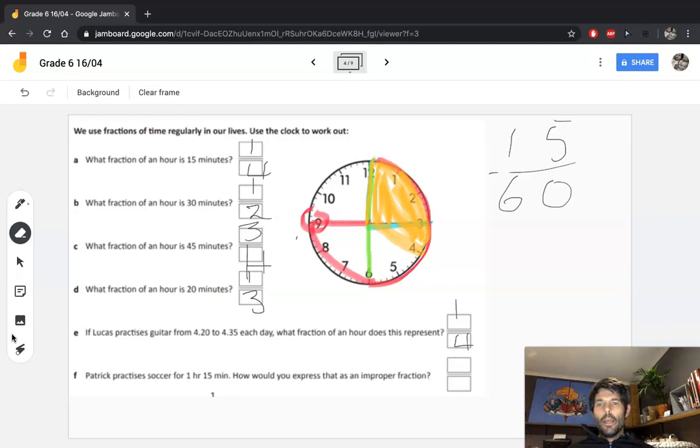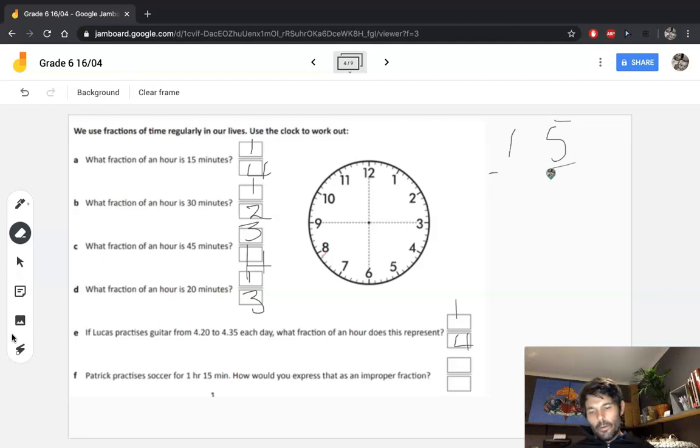Okay. And F, your last question there, Patrick practices soccer for 1 hour and 15. Okay, so it's going to be more than 60 minutes. It's 1 hour and 15. So how many minutes is in 1 hour and 15? It is 75. Okay. So how much is that of an hour? So we've actually got 75 minutes over 60. And they've asked us for an improper fraction, and there's your improper fraction.